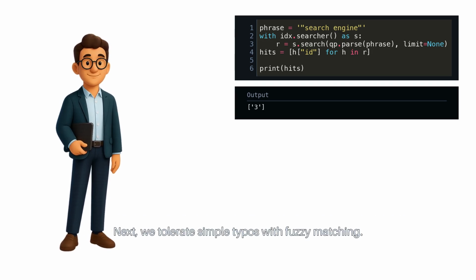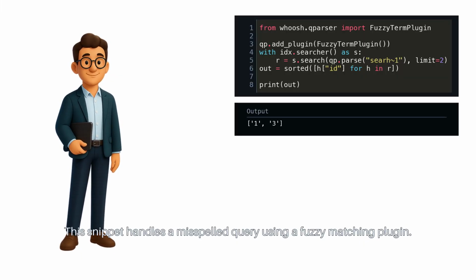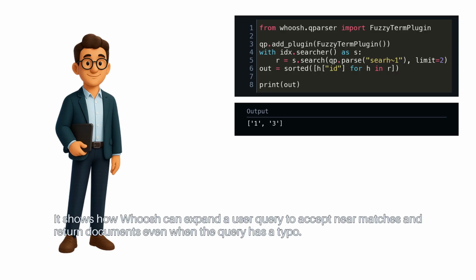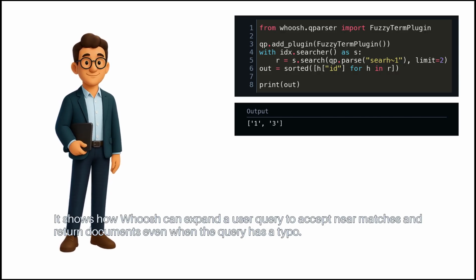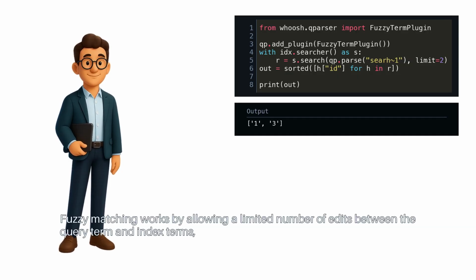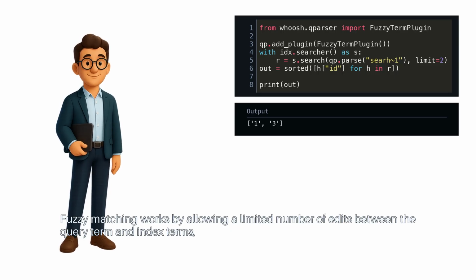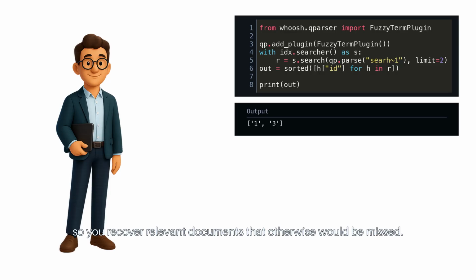Next, we tolerate simple typos with fuzzy matching. This snippet handles a misspelled query using a fuzzy matching plugin. It shows how Whoosh can expand a user query to accept near matches and return documents even when the query has a typo. Fuzzy matching works by allowing a limited number of edits between the query term and index terms, so you recover relevant documents that otherwise would be missed.